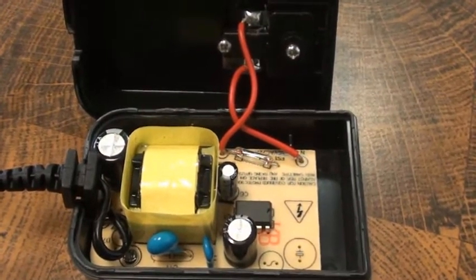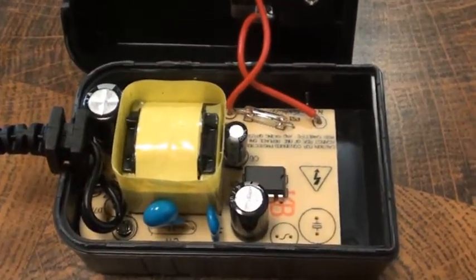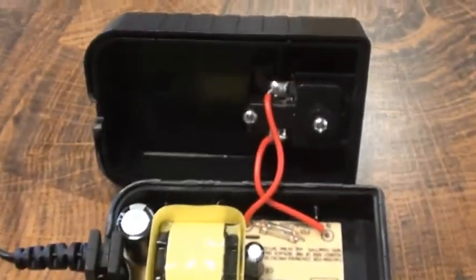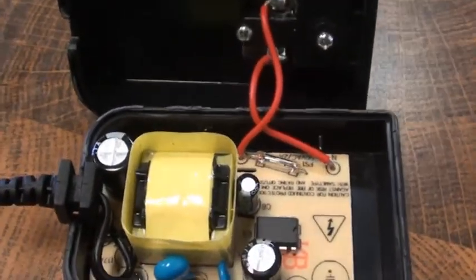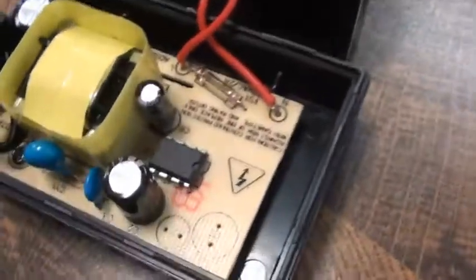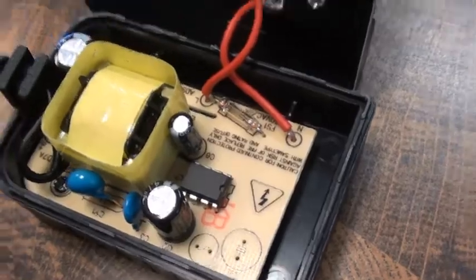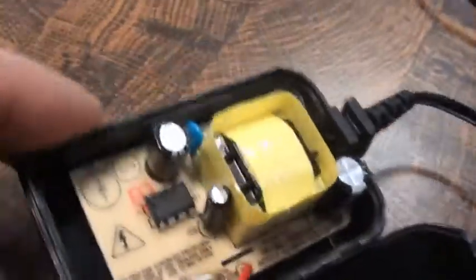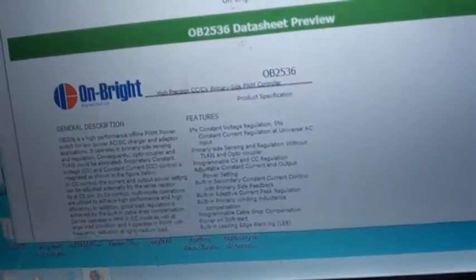Okay, one crack with Mr. Vice caused the case to pop right open. There are relatively few components inside, and what's there is actually through-hole. It is a single chip. The number is plainly on there, and here is the data sheet. It is an OnBright 2536.